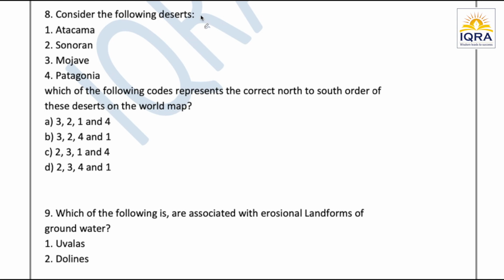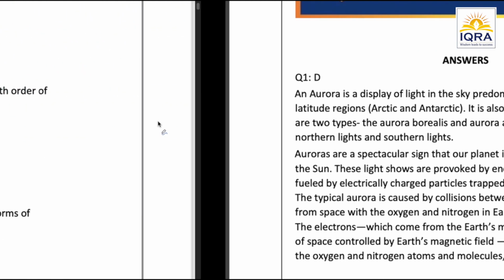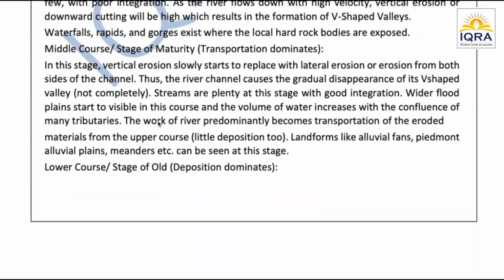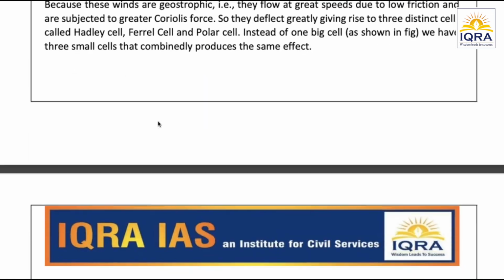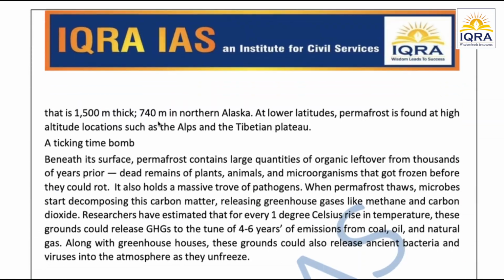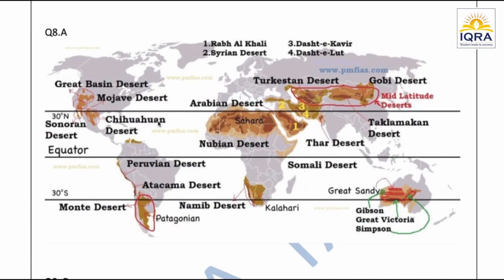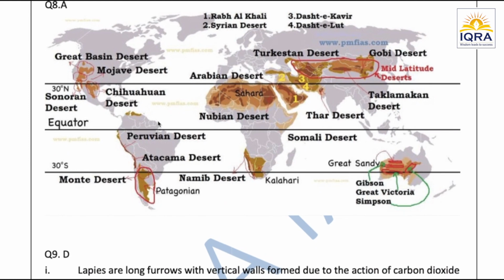Consider the following deserts: Atacama, Sonoran, Mojave, Patagonia. Which of the following codes represent the correct north to south order of these deserts on the world map? For this, let me take you to the world map only. And here is the map. Yeah. So, north to south हमें arrange करना है.